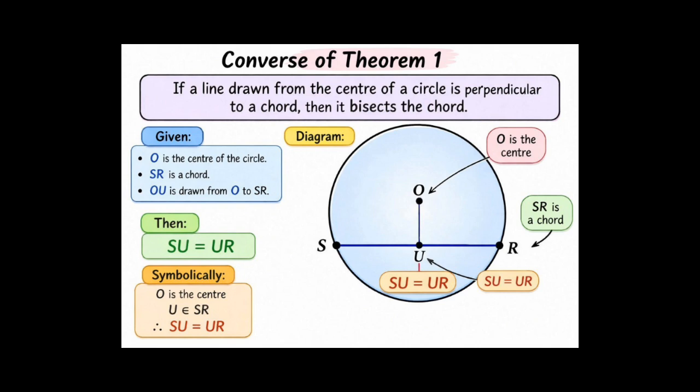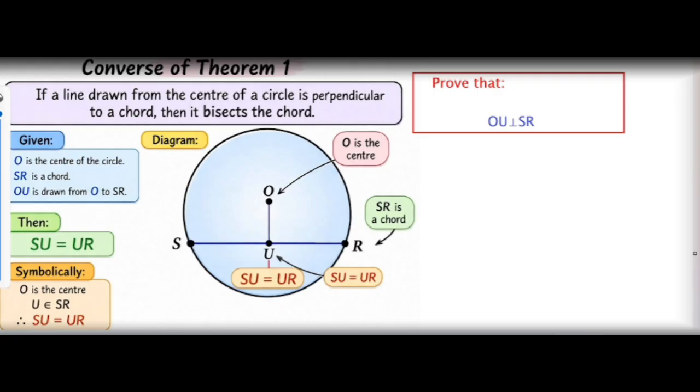So now let's say, for instance, we are only given that SU is equal to UR, and we are supposed to prove that OU is perpendicular to SR. How would you prove that? Let's get into that and see how you would prove that. In this question, we're required to prove that OU is perpendicular to SR. Given in the diagram that O is the center of the circle and SR is the chord, and also given that SU is equal to UR, meaning this side is equal to this side.